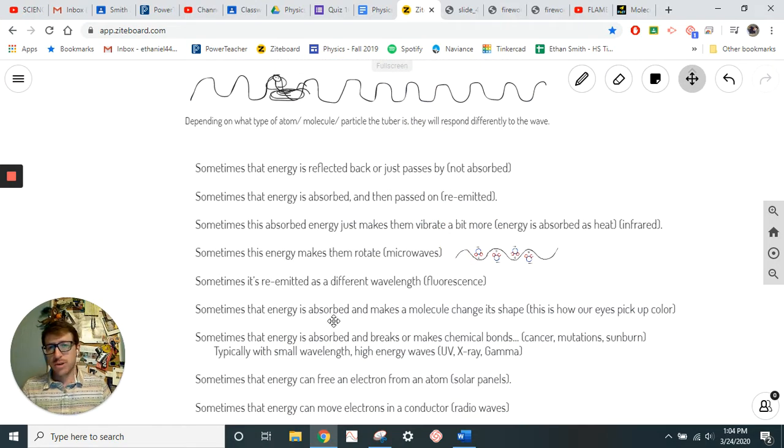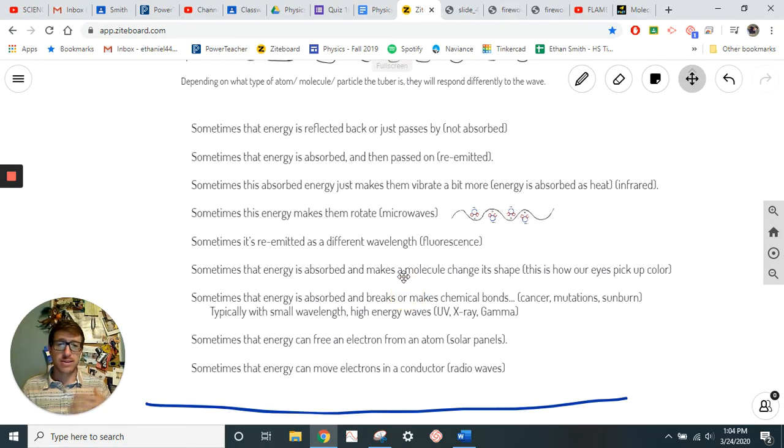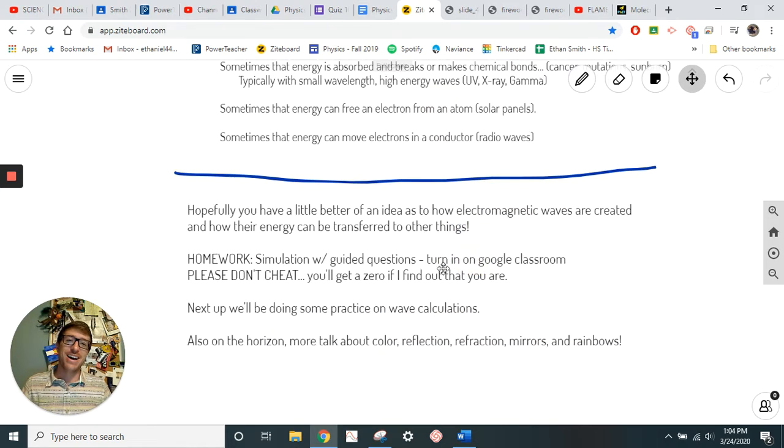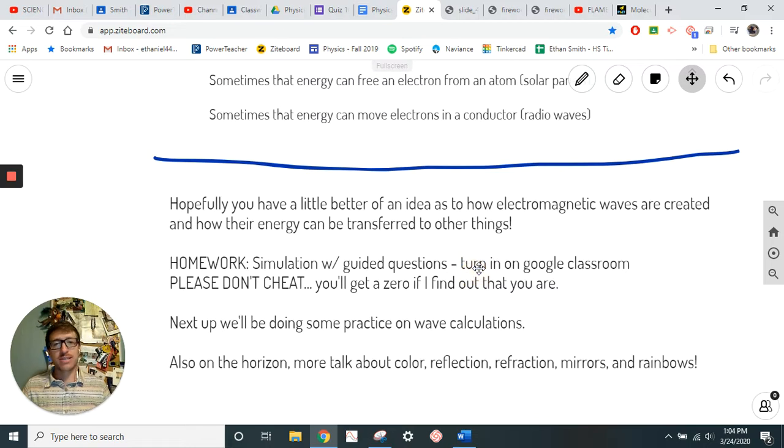And it gives us all sorts of cool things that we see and observe in the world, and explains how electromagnetism functions as a transfer of energy, right? So hopefully you guys have a little bit better idea as to how electromagnetic waves are created and how their energy can be transferred to other things. I'm remembering some cool things like black lights, fireworks, as well as how we create radio waves and X-rays and things of that nature.